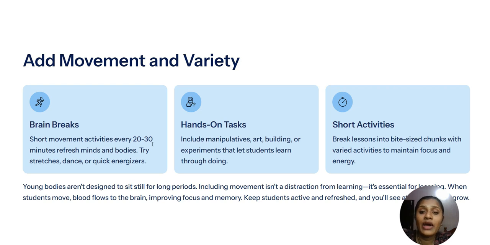Next, you can go for hands-on tasks like manipulatives, art, building, or experiments that let students learn through doing. If you take the case of kinesthetic learners, it is very important: they learn the content by doing. So for them you can go for art or building something, virtual labs, or experiments. This will make them learn in a better way without getting bored in the classroom. Next is short activities.